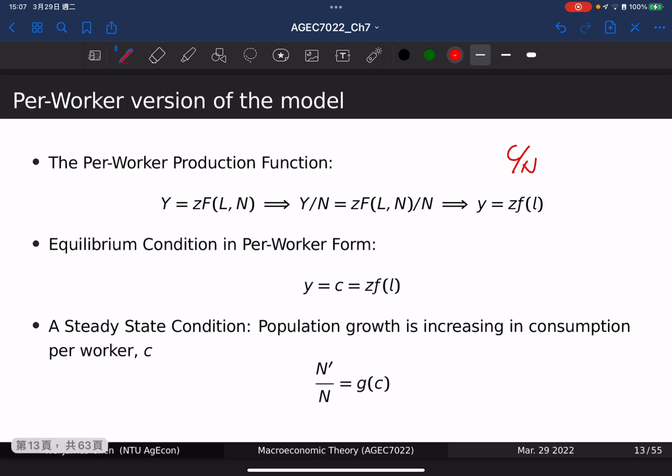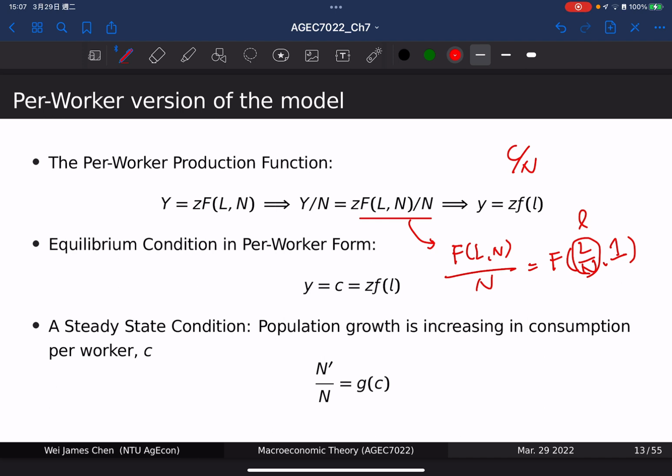And this F of L, N divided by N will become, like I said, F of L divided by N and 1. And L divided by N is just lowercase l, right? So this function is basically F of lowercase l and 1. And since the 1 is just a constant, it doesn't affect the function. This is actually just a function of the lowercase l. So I use the notation of lowercase f of l to denote that. So that's why lowercase y will be equal to Z f of lowercase l.